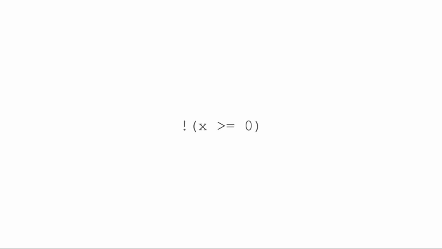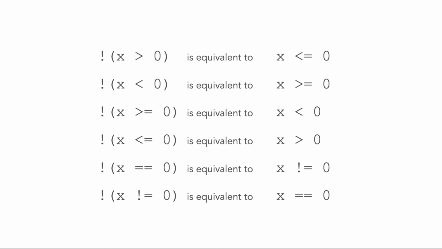How might you express not (x >= 0)? Or in other words, x is not greater than or equal to 0. We could say that not (x >= 0) is equivalent to x < 0. What pattern do you notice in regards to the not operator and the relational operators? Distributing a not operator with a Boolean expression flips the relational operator to its opposite relational operator.